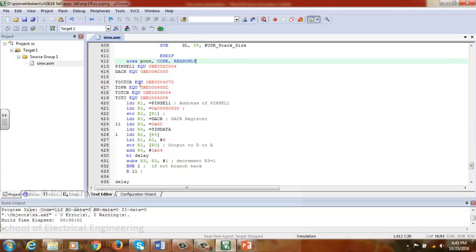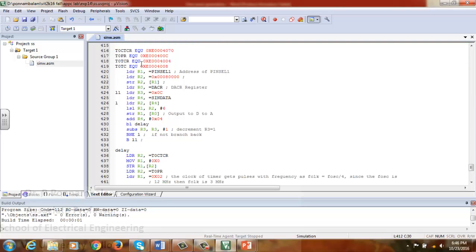T0CTCR is one assembler directive to access this timer register, and T0PR is the prescaler register. T0TCR is the timer control register, basically used for resetting and starting the timer, and T0TC will be incremented whenever T0PC's content matches with the T0PR content. The same program whatever we have discussed earlier we'll be using. The only difference is we'll be including a subroutine, using this BL delay.